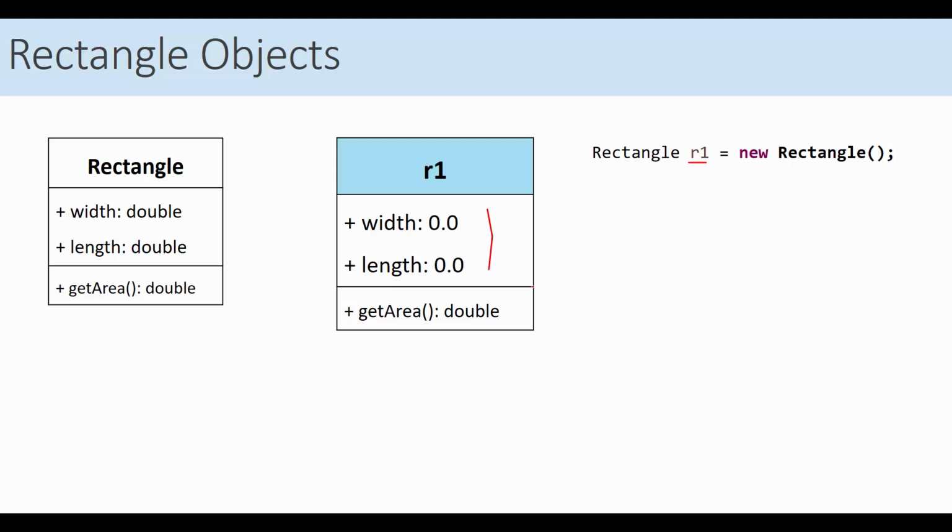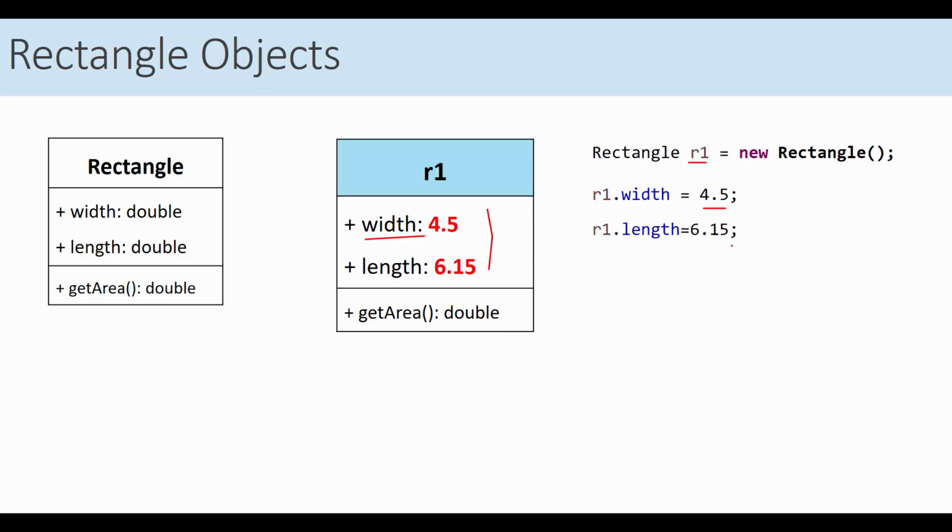Look at the attributes, they are the same. However, each object has its own copy of the attributes and has its own values and has its own memory space. Then we're going to set the values for both width and length. R1.width is equal to 4.5, the values changed. The width variable of the R1 object, because there might be so many objects in memory, each one has its own attributes. Then we set the length 6.15. Now we are ready to use the getArea method because both values have been set.